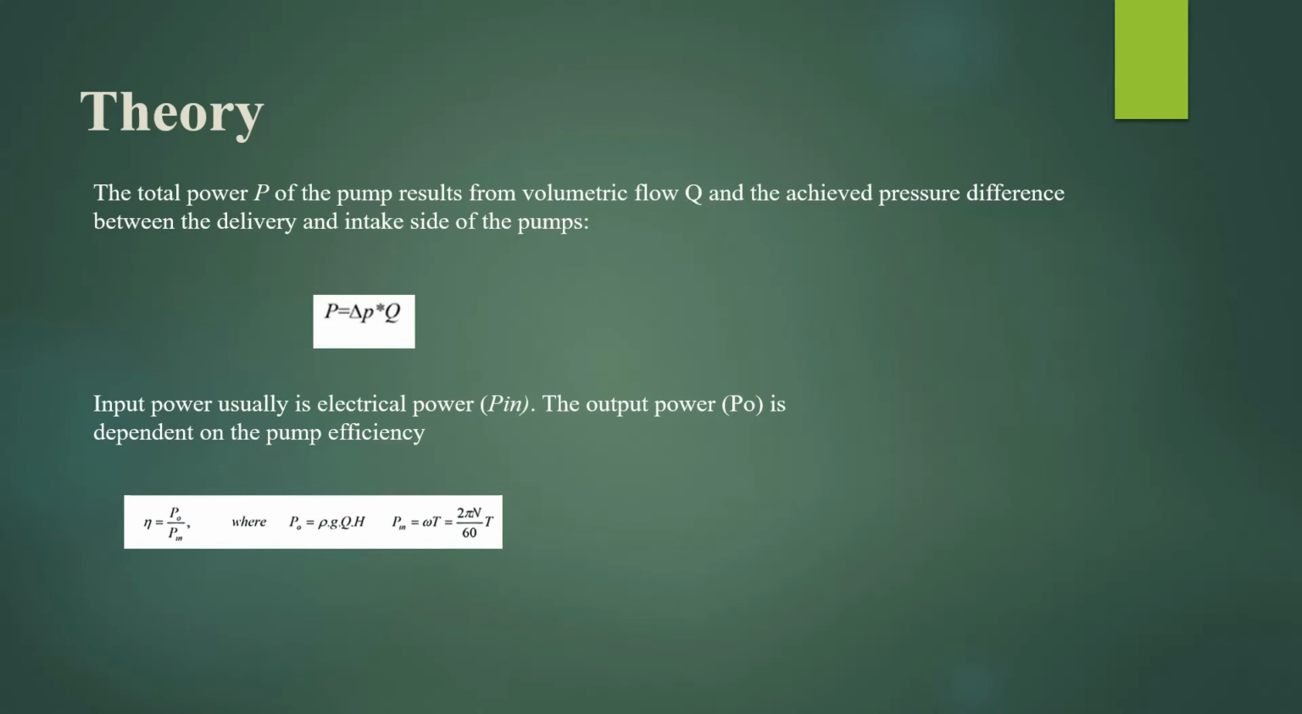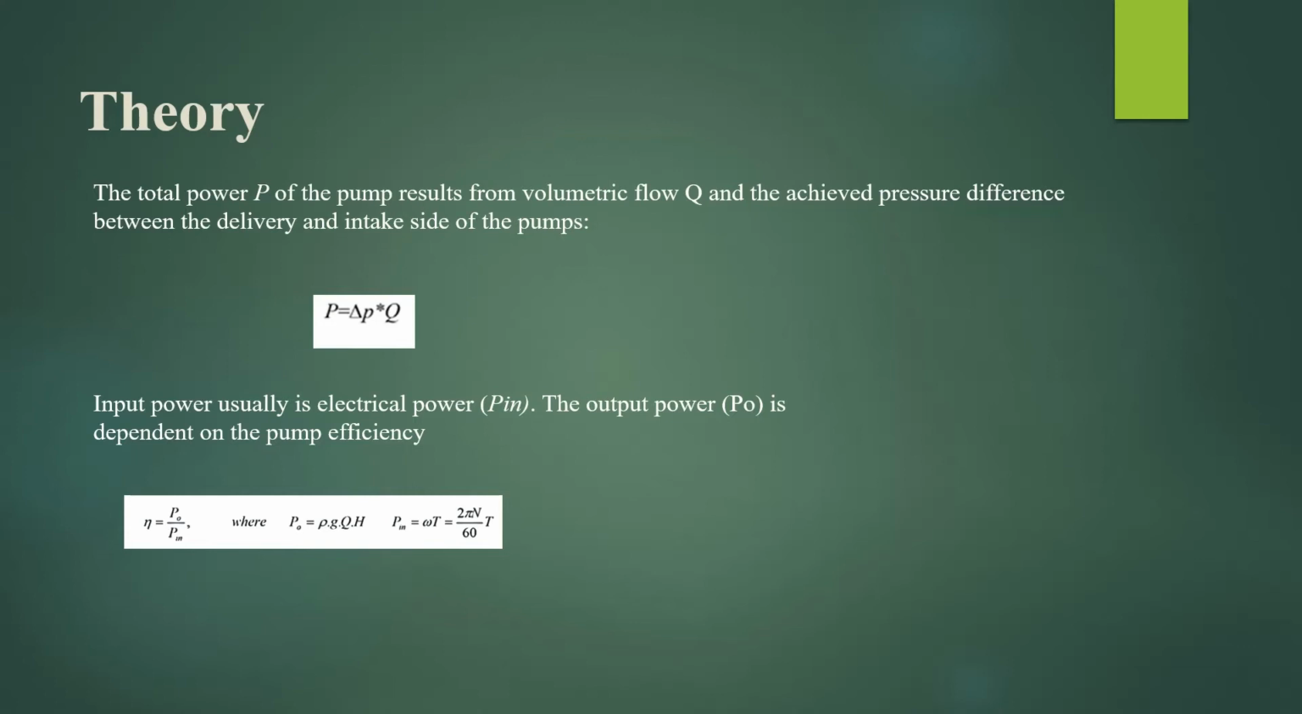Second is the valve. It is used to control the flow in the system. Third is the prime movers, which are electric motors, diesel engines, and similar systems. And fourth is piping, used to carry the fluid.